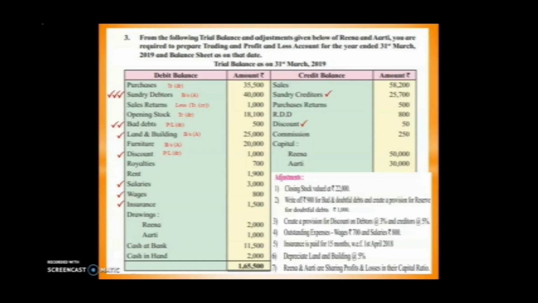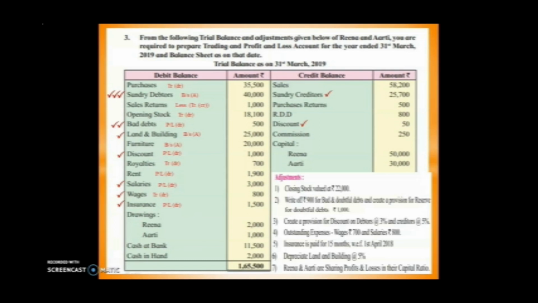Royalties will be recorded on the debit side of trading account. Rent on the debit side of profit and loss account in the outer column. Salaries on the debit side of profit and loss account in the inner column as there is one adjustment. Wages on the debit side of trading account, leave one line below as there is one adjustment. Insurance on the debit side of profit and loss account, leave one line below as there is one adjustment.